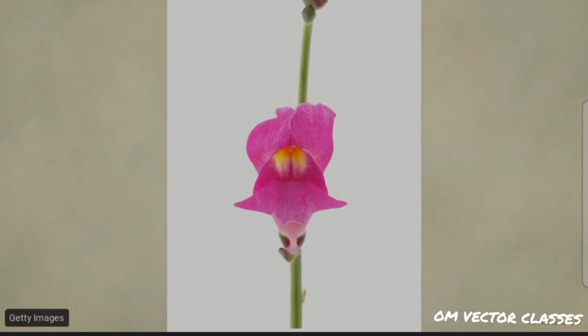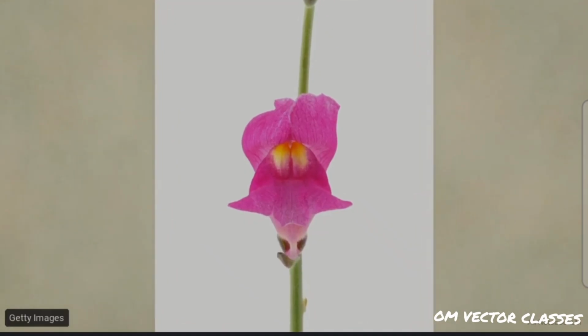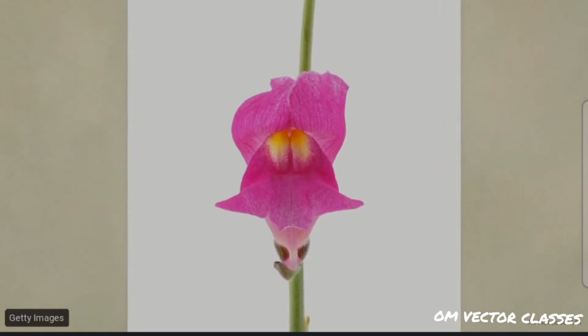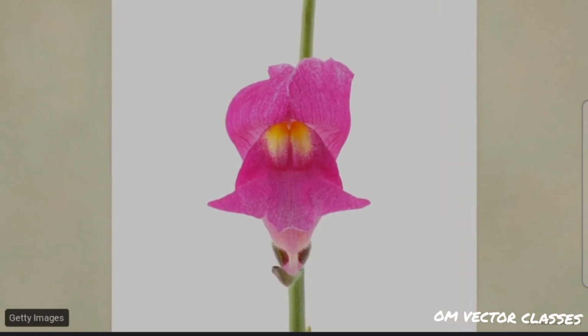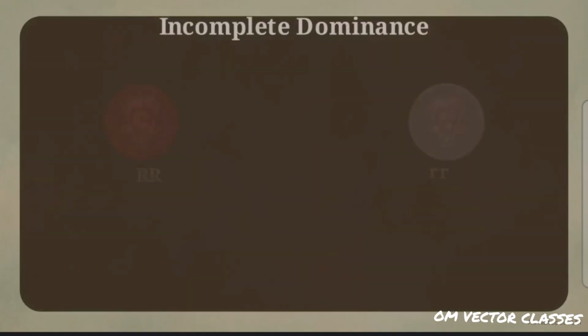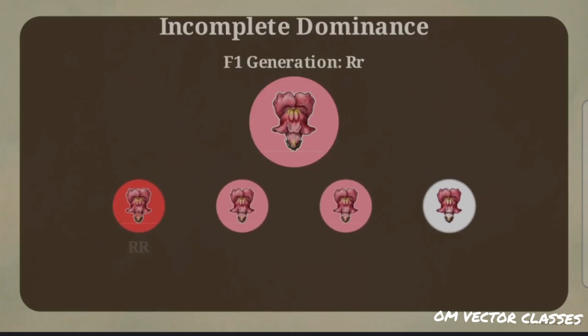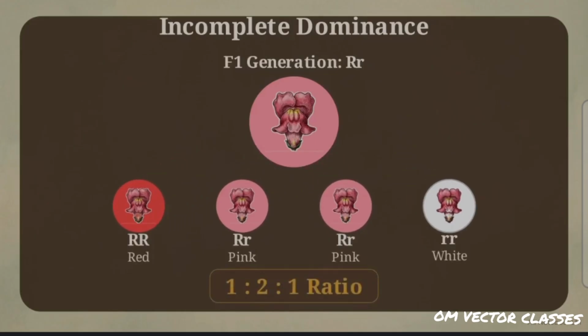But this snapdragon demonstrates incomplete dominance, where the heterozygous state does not mask the recessive trait, but instead produces an intermediate phenotype. Crossing a homozygous red snapdragon with a homozygous white one yields a generation of pink flowers. The phenotypic ratio perfectly mirrors the genotypic ratio: 1 red, 2 pink, and 1 white.